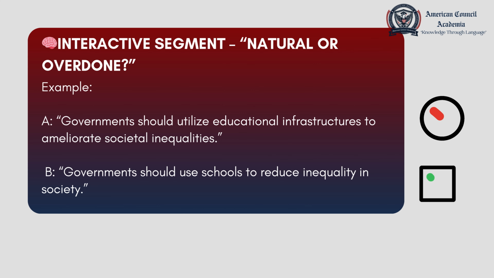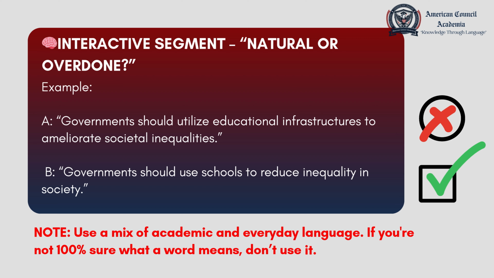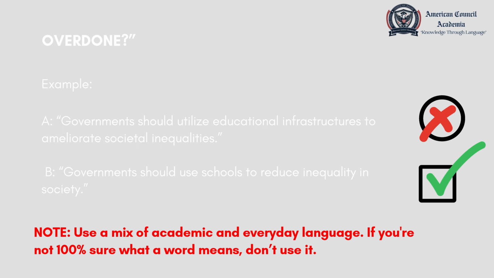Example. A. Governments should utilize educational infrastructures to ameliorate societal inequalities. B. Governments should use schools to reduce inequality in society. Use a mix of academic and everyday language. If you're not 100% sure what a word means, don't use it.